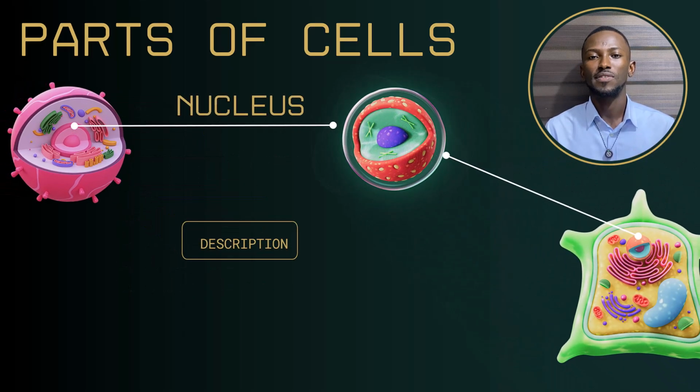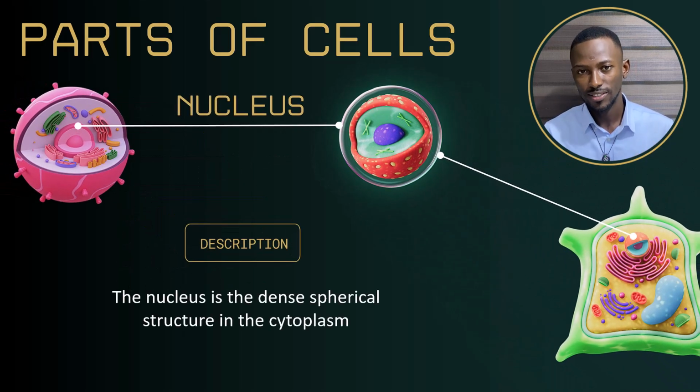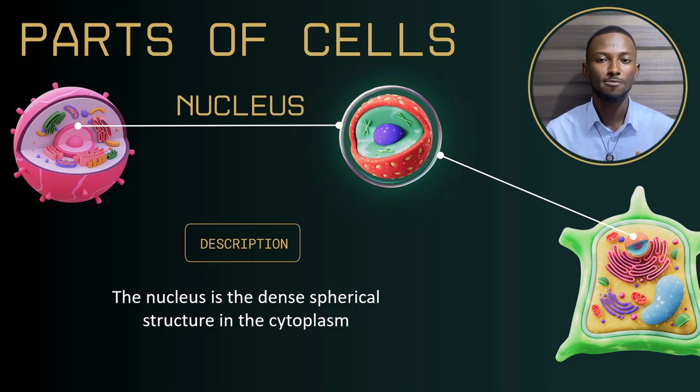Now let's move to the next part of the cell, that is the nucleus. Remember, we compared the entire cell to a factory. The nucleus of a cell can be compared to the manager of the factory. We'll get to understand that soon. But let's first describe the nucleus. The nucleus is the dense spherical structure in the cytoplasm. That is the nucleus. That's a very simple description.